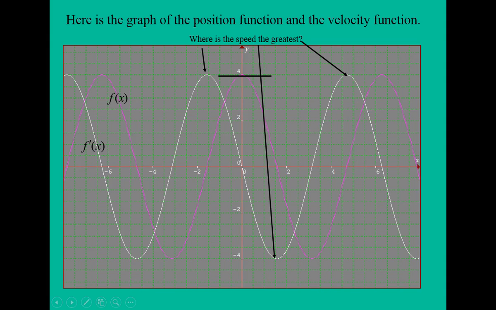And you can do further analysis on this, which is interesting. You could look at what's happening with the position function and compare it to the velocity function. And think about what's going on. You've pulled a spring, it's oscillating up and down, and you can look at the position and the velocities.